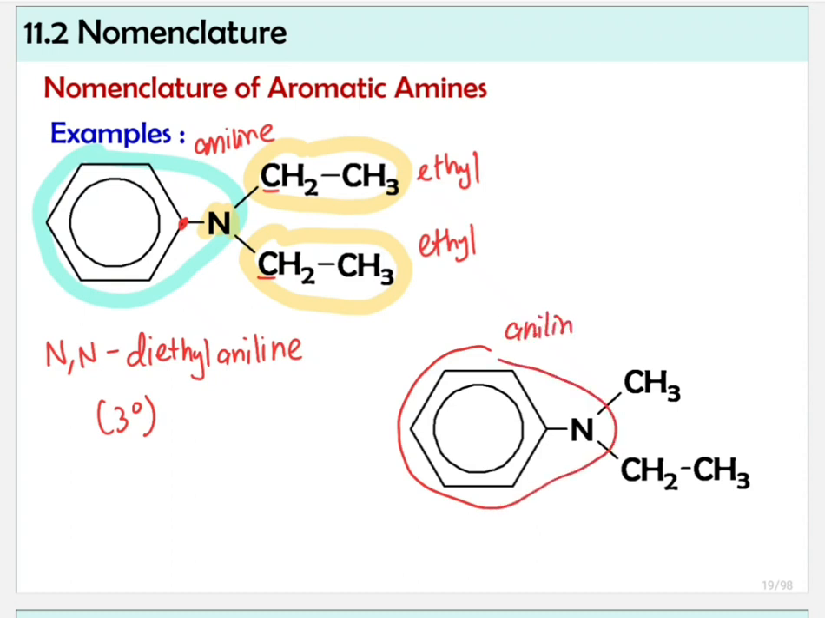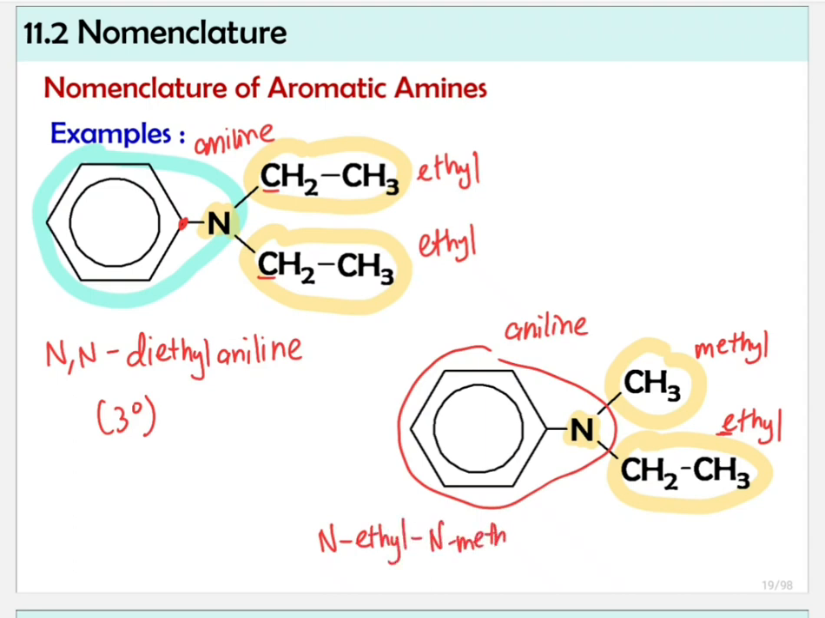For the last example, this one will be the parent. The name is aniline. And if we look at the nitrogen, there is CH3 and CH2CH3. So you have methyl and you have ethyl bonded to the nitrogen. If there are two different substituents bonded to the nitrogen, one methyl and one ethyl, we write them in alphabetical order. So E comes first. Therefore, the full name is N-ethyl-N-methyl, that is from the nitrogen, then continue with the parent. The parent is aniline. For this one, the class of amine: nitrogen is bonded to 1, 2, and 3 carbons. Therefore, this is a tertiary aromatic amine.